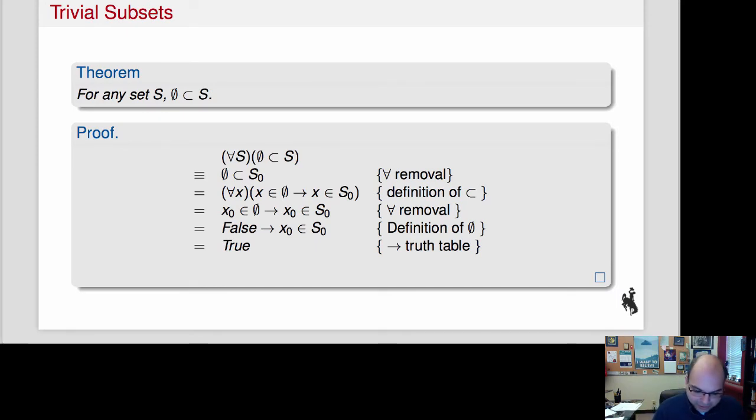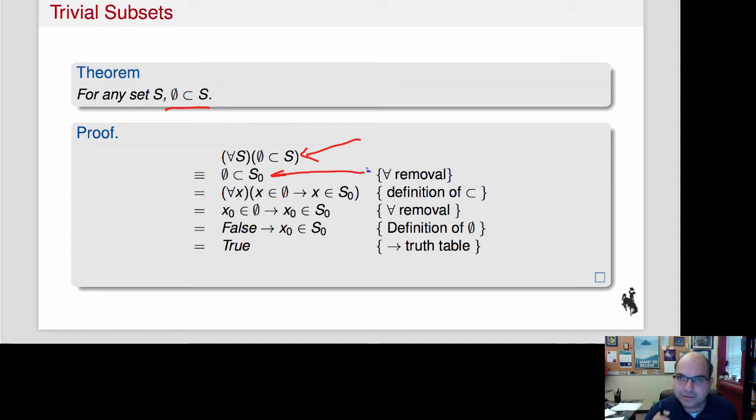So here's our first small theorem. The empty set is always a subset of any set, okay? Any set. So let's do the proof. First of all, let's get our theorem right. We said any set, so for all S, the empty set is a subset of S. Okay, so how do we prove that? The same way we've proved things up to this point in the course. So we have a quantifier, so let's remove it, right? The empty set is a subset of S naught. That's just a quantifier removal, okay?